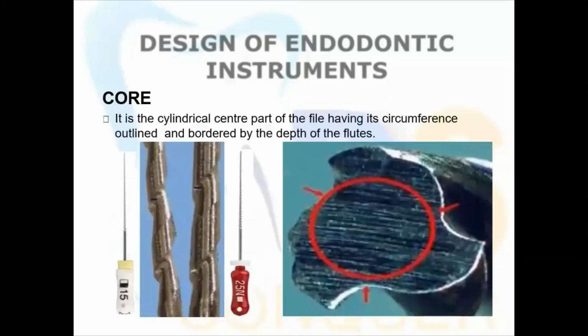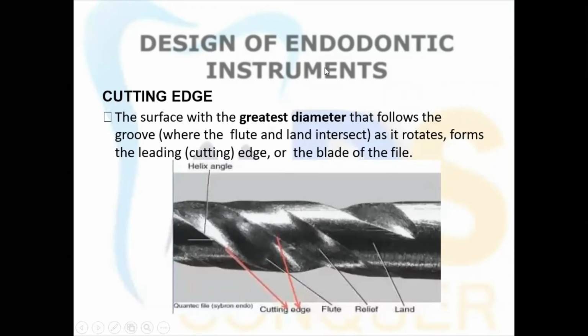And moving forward, the next component of the endodontic instrument is the core, which is the cylindrical center part of the file that is bordered by the depth of the flutes. And the next component of the instrument is the cutting edge. This cutting edge is the cutting part of the file, also referred to as the blade. This blade is present between the flutes, and it follows the grooves or flutes when it is rotated.